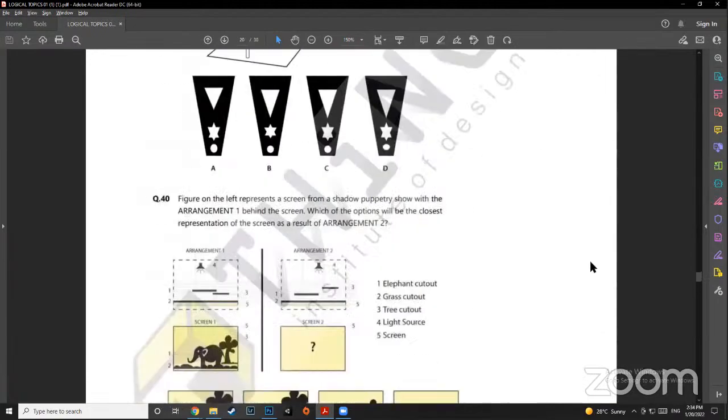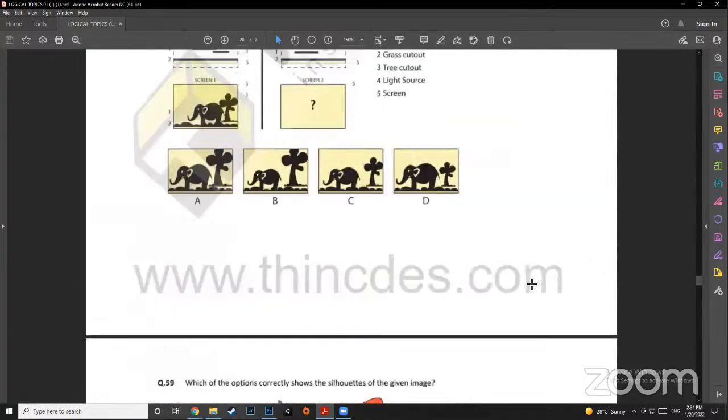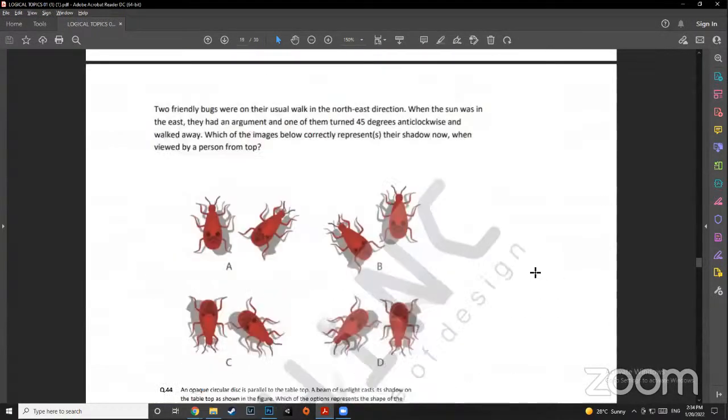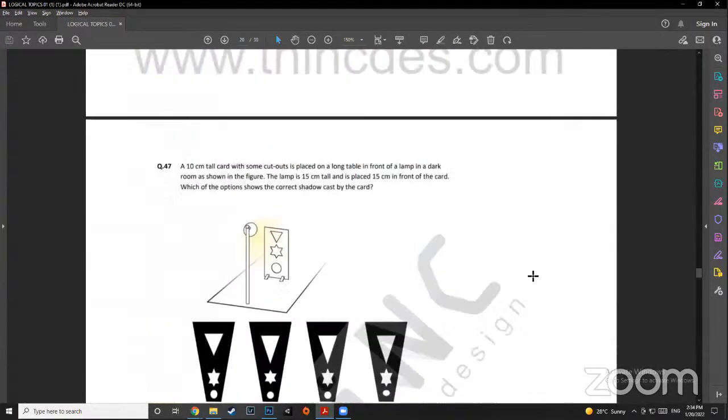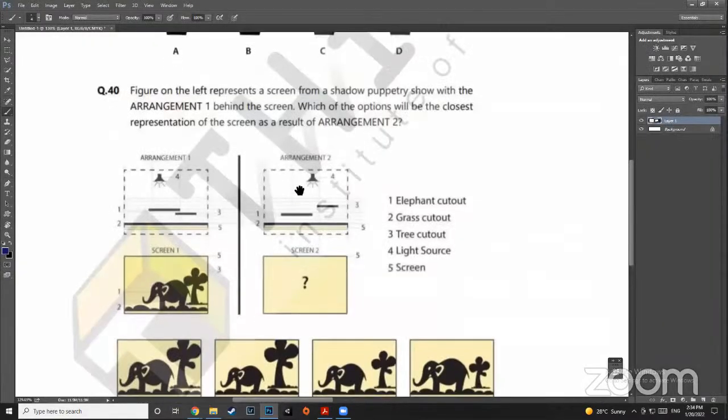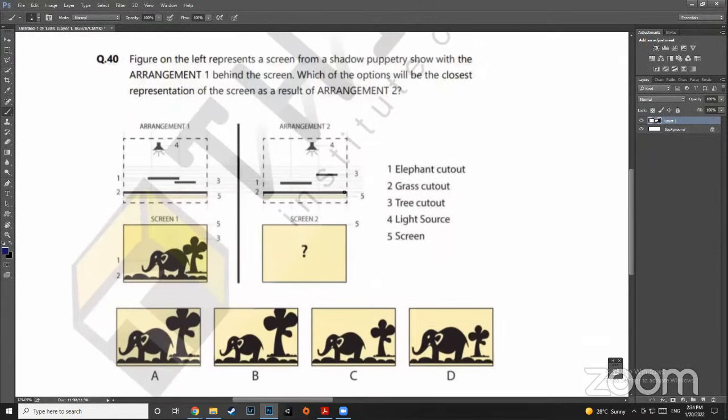So for example, let us take, let me give you one. Yeah, I'll take this one. Let us take this one, right? So in this question, it is saying a figure on the left represents a screen from a shadow puppetry show with the arrangement 1 behind the screen. So you can see arrangement 1. Which of the options will be the closest representation of the screen as a result of arrangement 2?